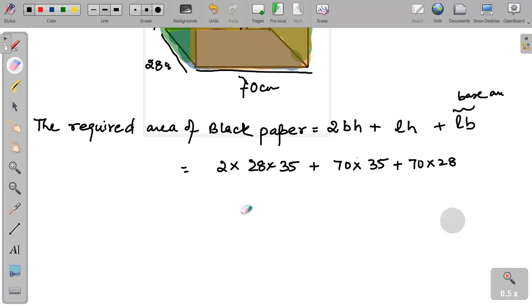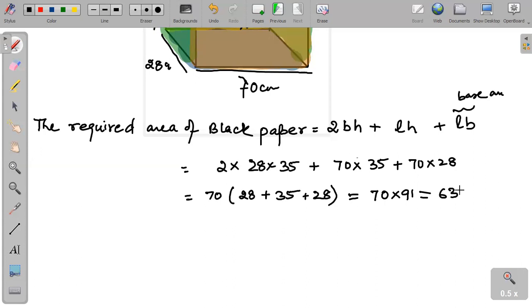अभी तीनों में 70 is common, so we can take out 70. This will become 28 plus 35 plus 28, that is equal to, let's check 91. 70 into 91, that is 6370 centimeter square.